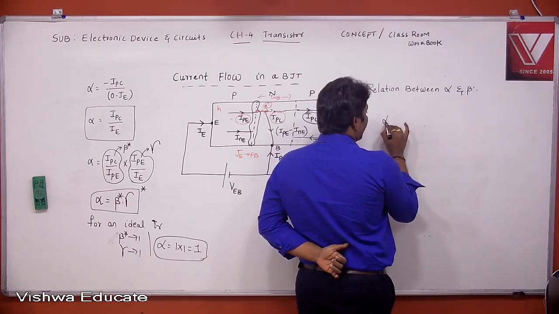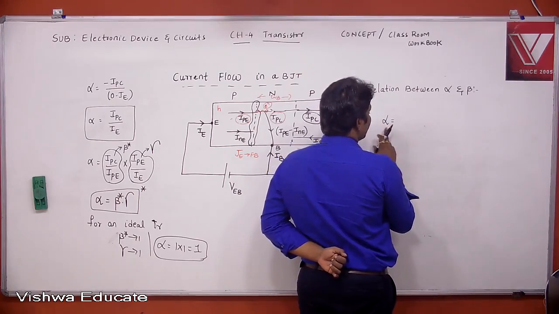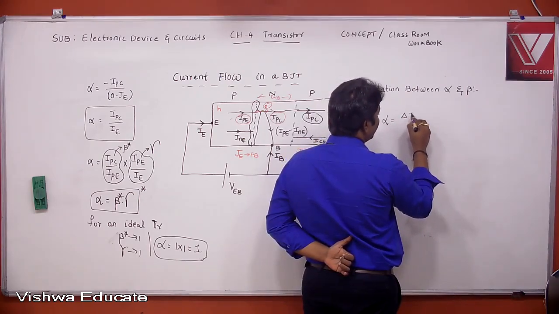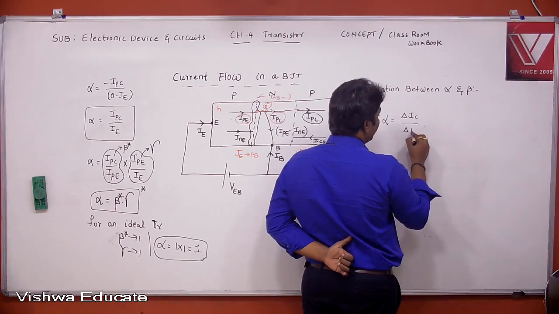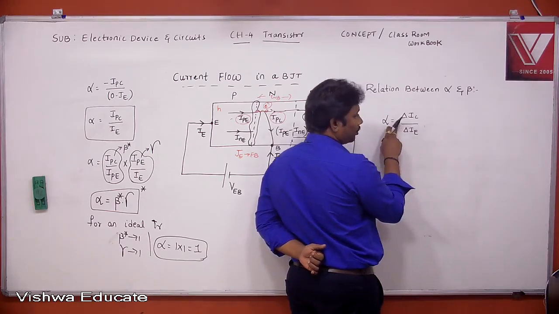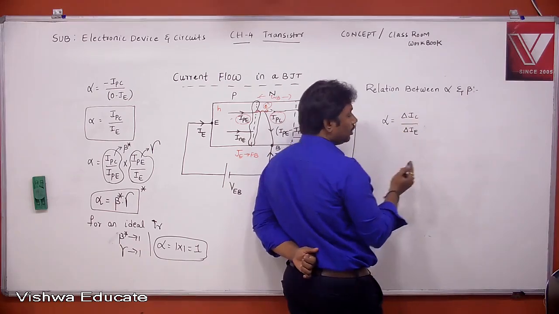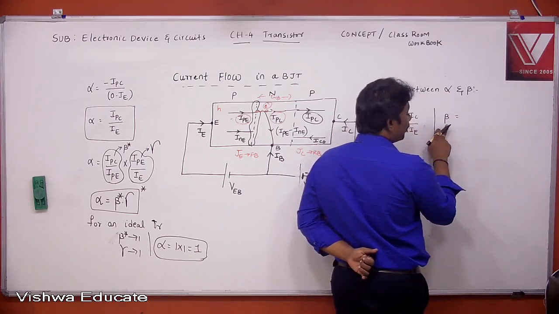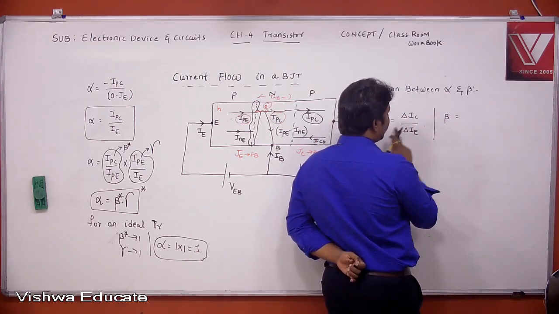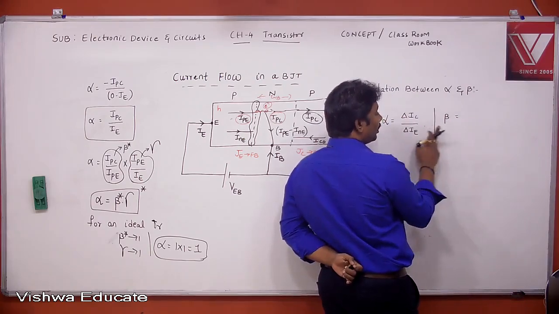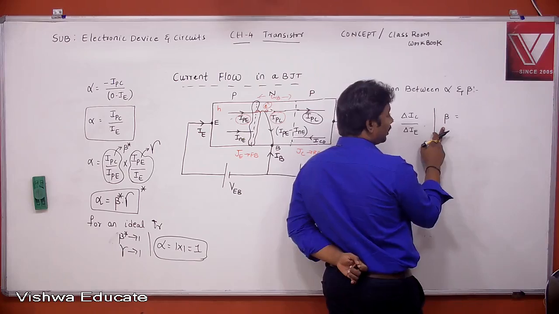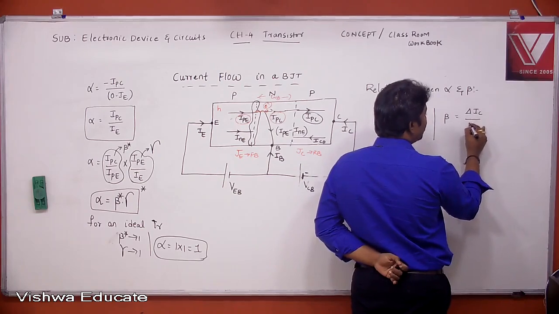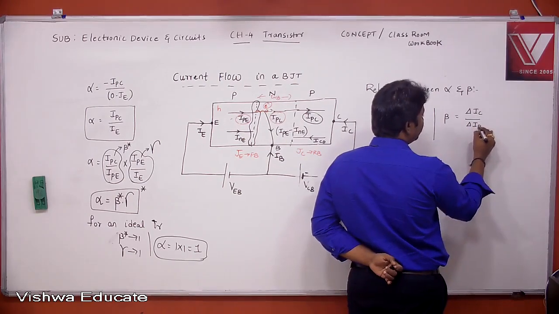First, I can define alpha. Alpha is nothing but the common base current gain. It is the ratio of the change in collector current to the change in emitter current. Neglect the negative sign, consider only the magnitude. Similarly, what is beta? Beta is the common emitter current gain. Alpha is the common base current gain, beta is the common emitter current gain. It is the ratio of the change in collector current to the change in base current.